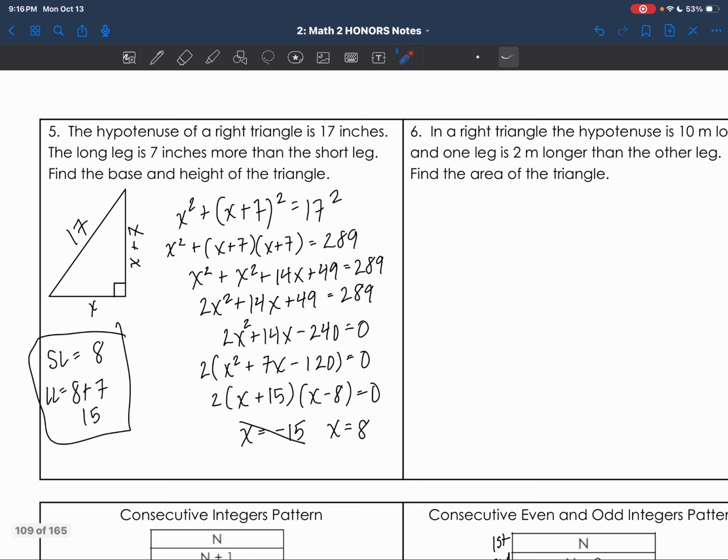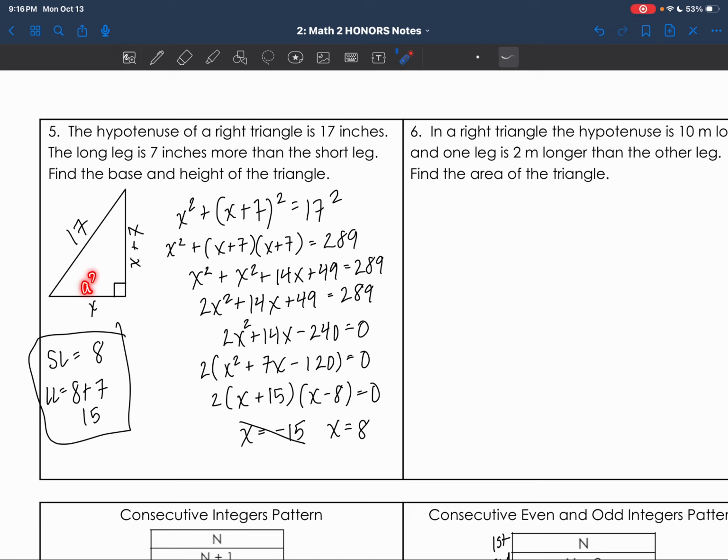This one, the hypotenuse of a right triangle is 17, so I drew my right triangle here. Here's the hypotenuse. The long leg is 7 more than the short leg. So this is your long leg, x plus 7, and then your short leg is just x. So we want to find the base and height of the triangle. So we can use the Pythagorean theorem.